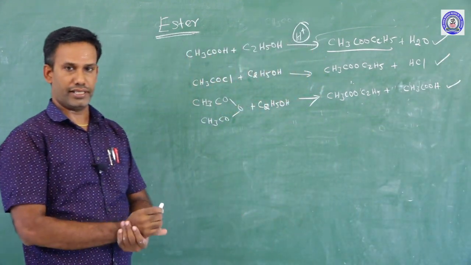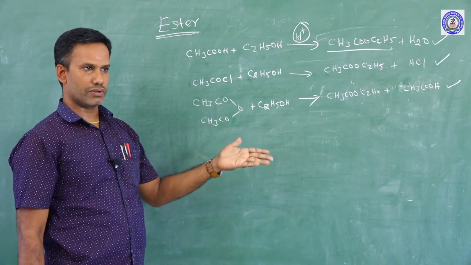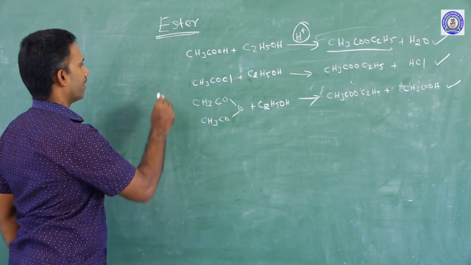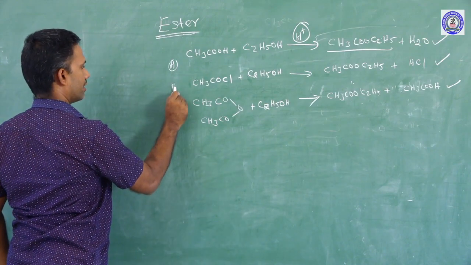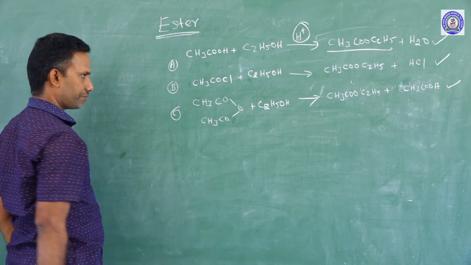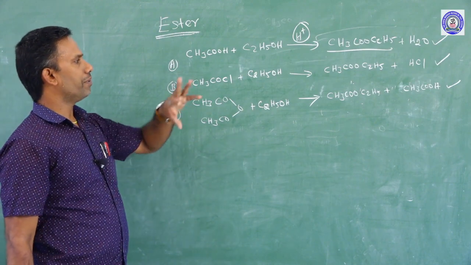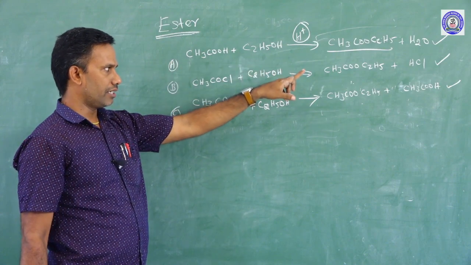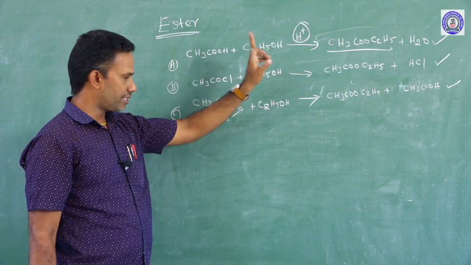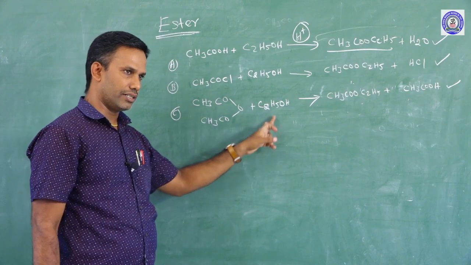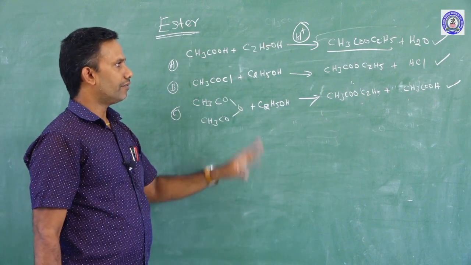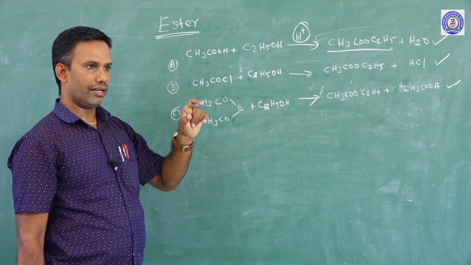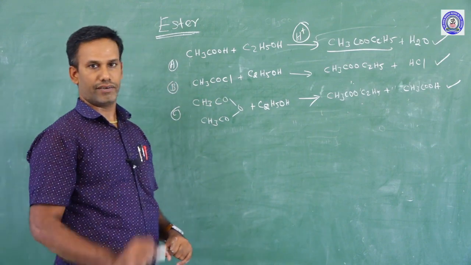The question may be asked like this. All are giving ester only, all are treated with alcohol only. If we consider this A, this B, this C, the question may be framed like this. A treated with alcohol gives an ester. B also treated with alcohol gives the same ester. C also treated with alcohol gives the same ester. What are A, B and C? If you know the byproduct, you can say what A is.